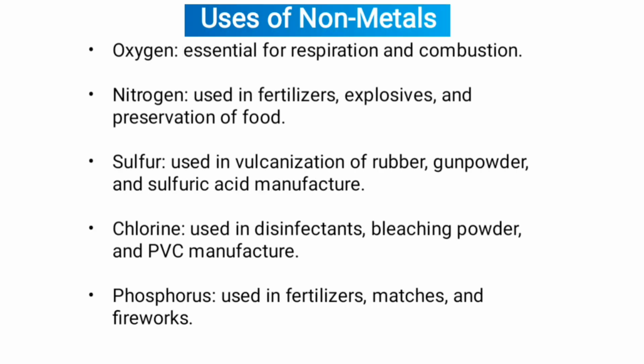Now, uses of non-metals. First, oxygen is essential for respiration and combustion. Nitrogen is used in fertilizer, explosives, and preservation of food. Sulfur is used in vulcanization of rubber, gunpowder, and sulfuric acid manufacture. Chlorine is used in disinfectant, bleaching powder, and PVC manufacture. Phosphorus is used in fertilizer, matches, and fireworks. So, my dear student, this is all about today's lecture on non-metals.